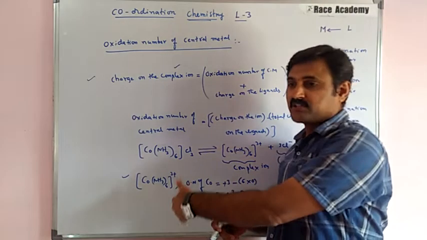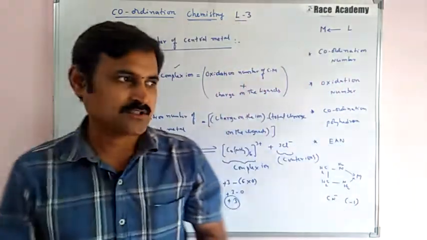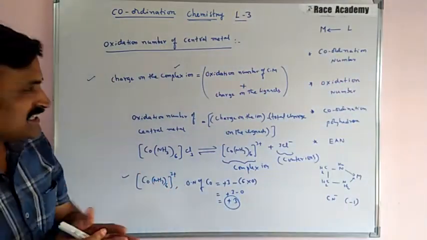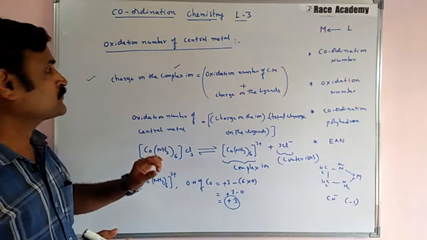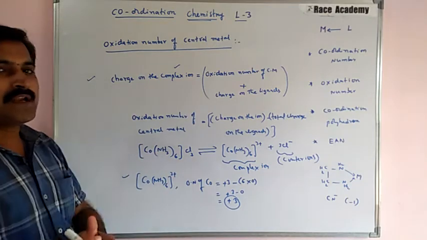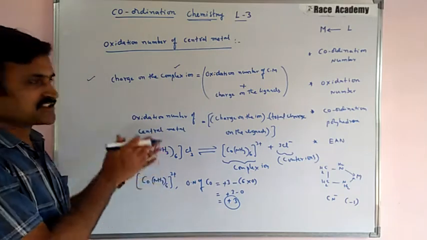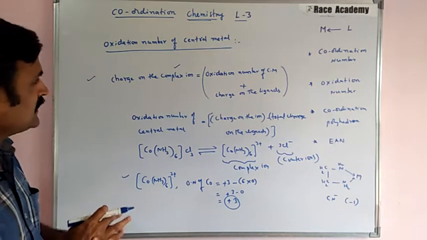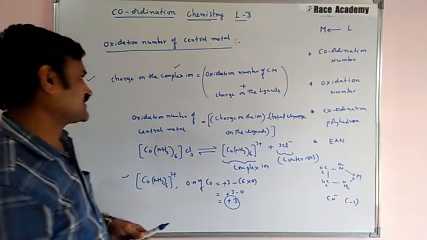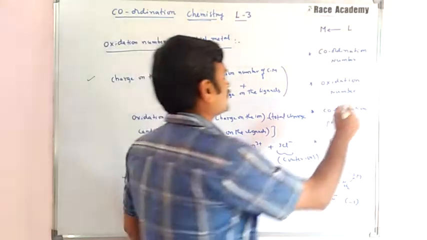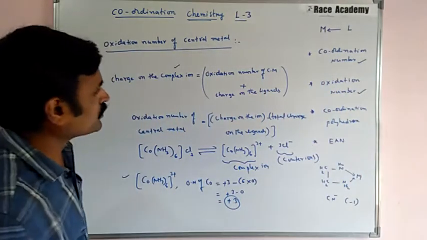Plus 3 is a common oxidation state exhibited by cobalt in its normal salts. Plus 2, which we observed for iron, is also the oxidation state exhibited by iron in its normal salts. So the oxidation state we calculate for the central metal in coordination complexes is the same as the oxidation number in normal salts of the metal. Okay, this is a common feature of central metal in coordination complexes. So the first one, coordination number, we have discussed. Next, oxidation number also we have discussed. Move on to the third one.